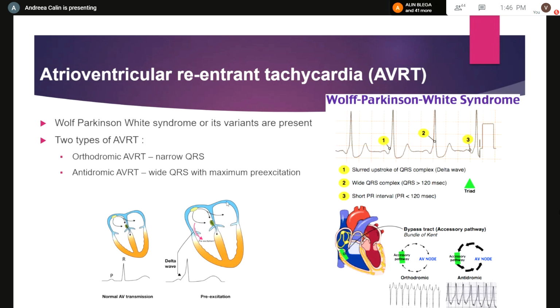If the patient has an accessory pathway that conducts antegrade, it will be Wolff-Parkinson-White syndrome with a delta wave at the beginning of the QRS complex, with this slurred upstroke of QRS, and the complex seems to be wide, above 120 milliseconds, and the PR interval is short. So this is the Wolff-Parkinson-White syndrome, and there are two types of this tachycardia, as I've said earlier, orthodromic and antidromic. Antidromic is the wide QRS complexes with maximum pre-excitation, like in this short stripe of ECG here.